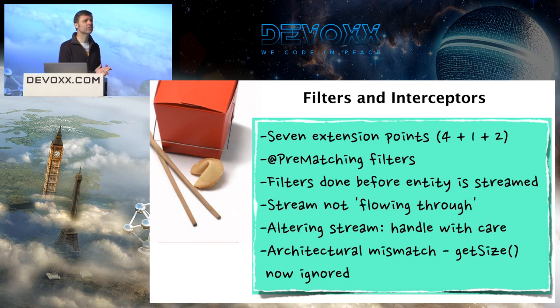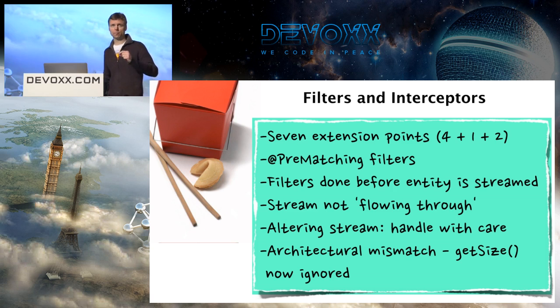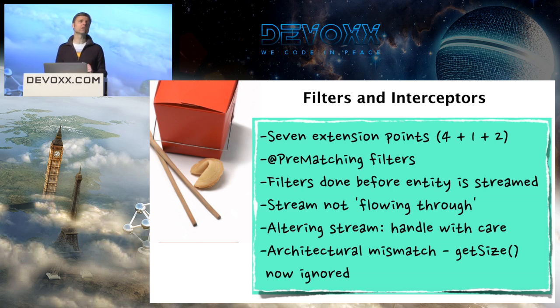To sum up this filters and interceptors section, you get 7 extension points. That's 4 extension points for the filters, where you have request and response on the client side, and request and response on the server side. You get the one because you have the additional pre-matching on the server side, and you get the 2 extension points in the invocations of the message body writer and message body reader on client and server side. So those 7 points is where you can actually register your filters or interceptors.